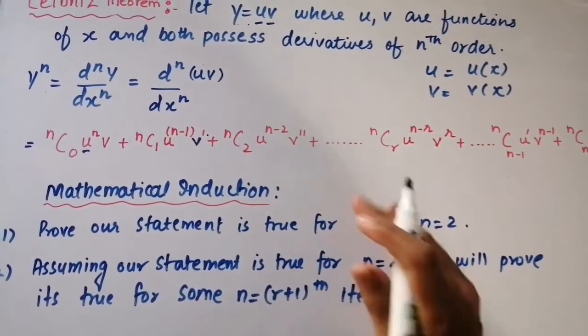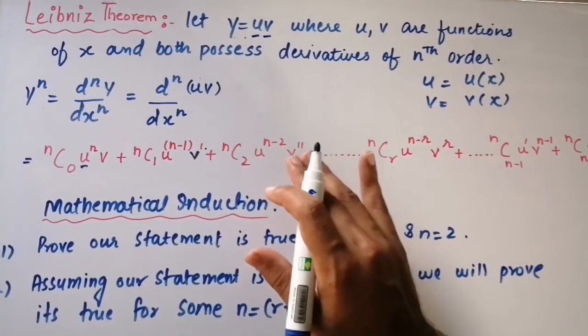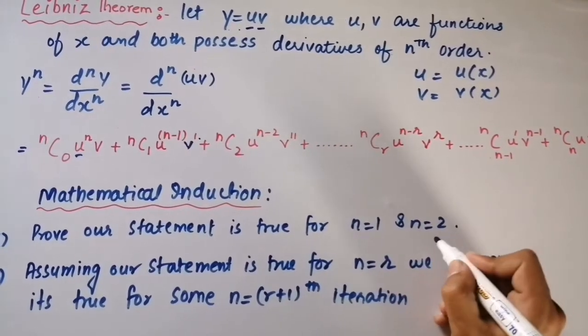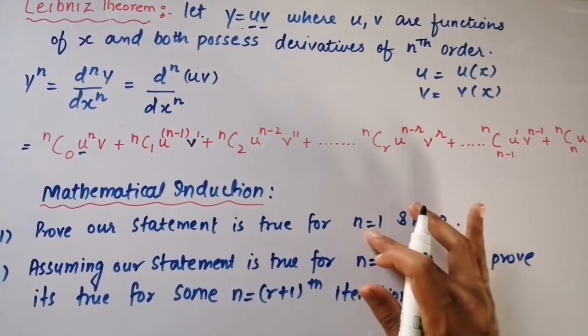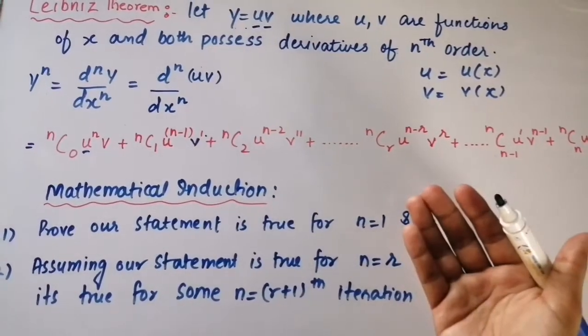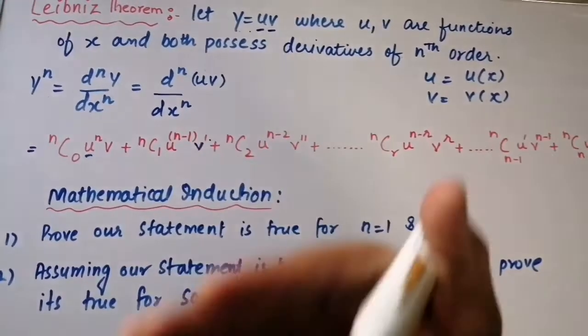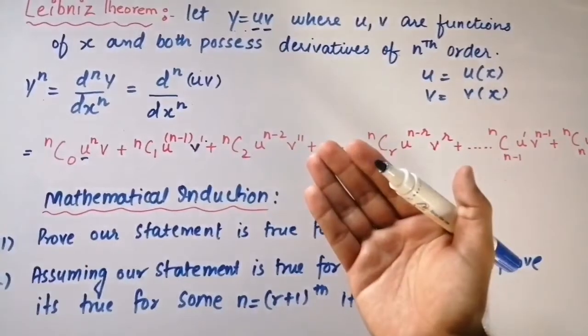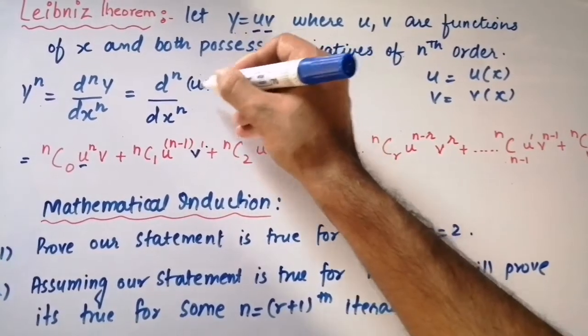We are going to prove that our statement, that is Leibniz theorem, holds for some initial cases like for n equal to 1 and n equal to 2. We are going to put n equal to 1 and n equal to 2 turn by turn, and then justify that the answer we are getting from Leibniz theorem is in accordance with what we are going to prove through applying product rule on that particular function.